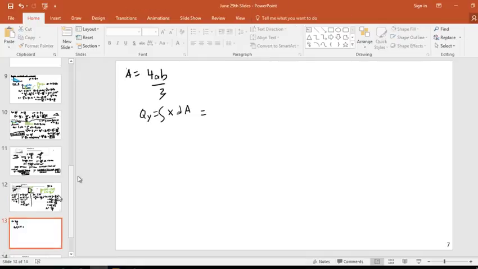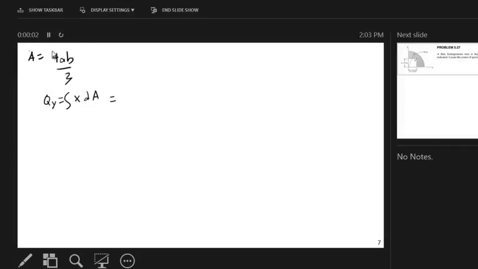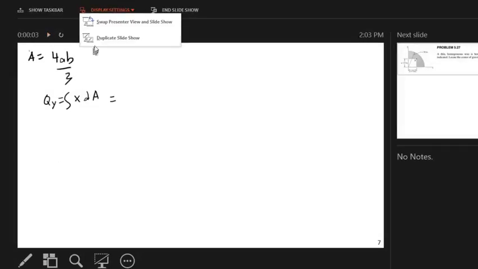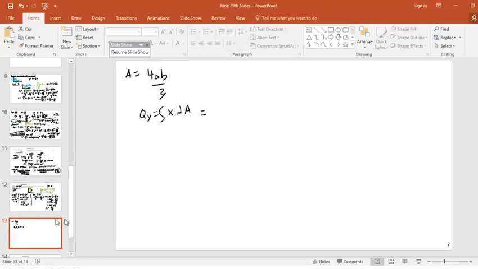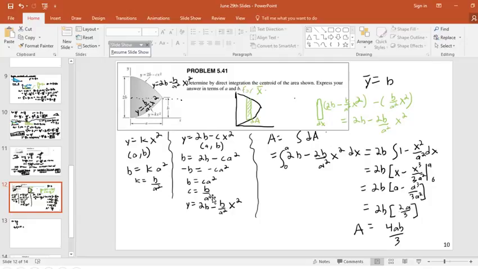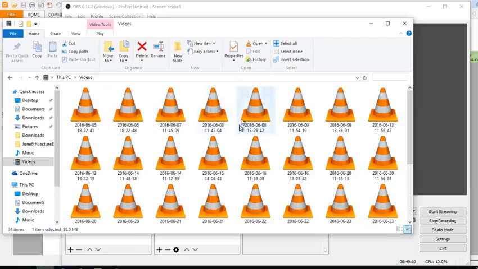It keeps erasing things. Let me just do the presentation. It keeps converting them to images. Sorry. Just a second here. This is giving me problems.